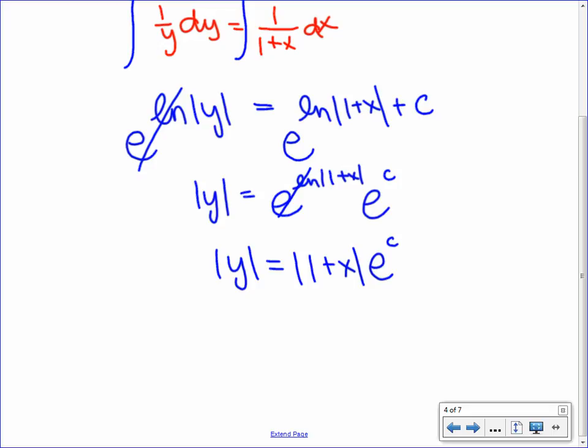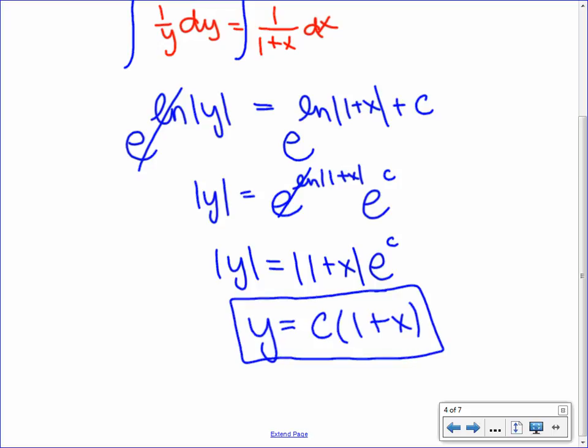Okay? What kind of number is e? And it's being raised to a constant. So what is it really? A constant. Okay? Now, our constant is going to affect whether we have positives or negatives. So we can just say y equals our constant times 1 plus x. We don't have to worry about the absolute values because our c is going to be what's affecting the positive or negative.